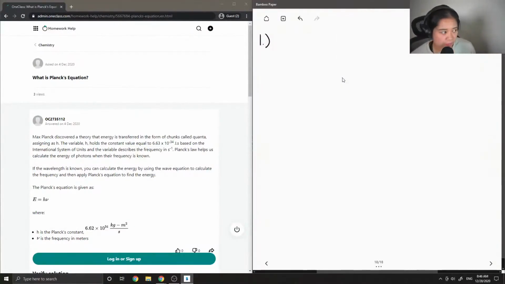Okay, so question one just asks, what is Planck's equation? Okay, so I'll write it down here. Planck's equation. Okay, so Planck's equation can be simplified into E is equal to H times frequency.